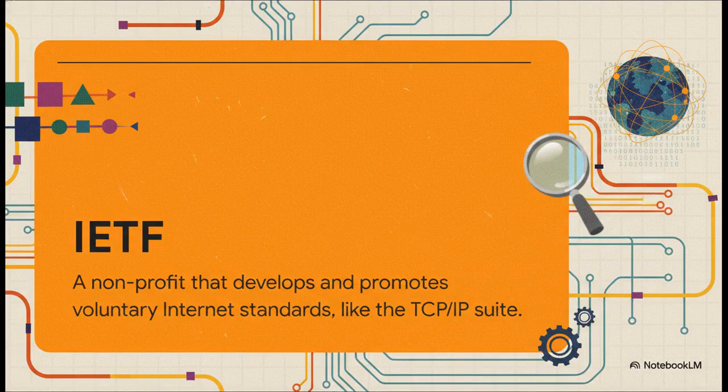Okay, so if ICANN manages the addresses, then you have the IETF. These are the engineers. They're the ones who write the actual rulebook for how traffic flows. They develop all the technical standards, the protocols, that make sure data gets packaged and sent the right way so that a computer in Brazil can talk to a server in Japan without a problem.